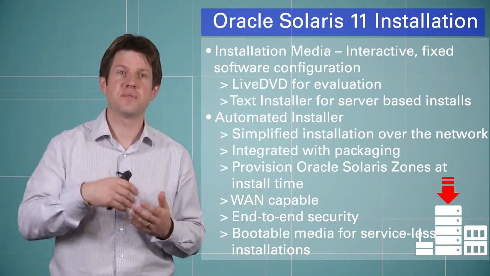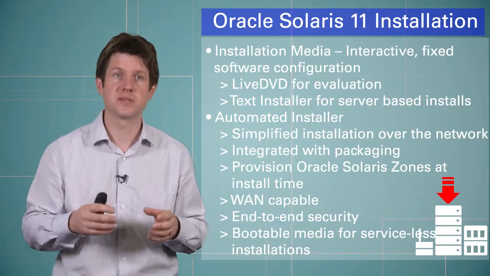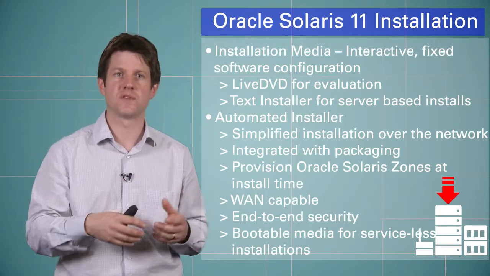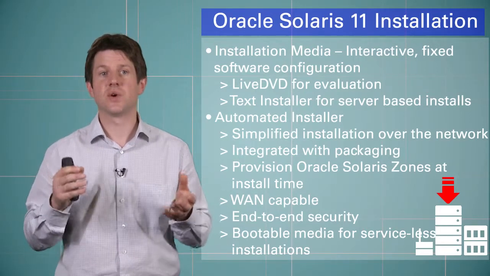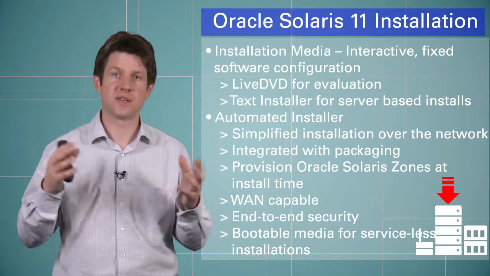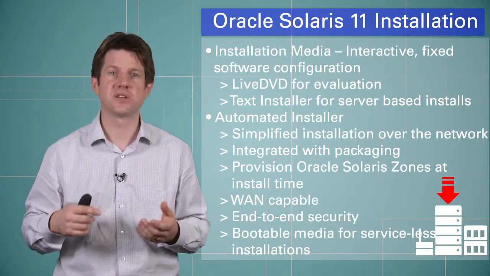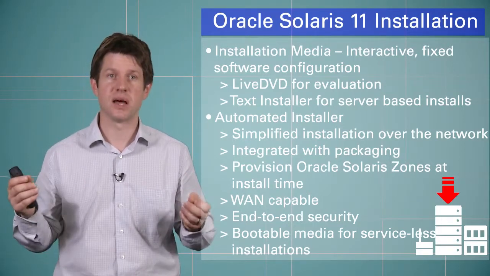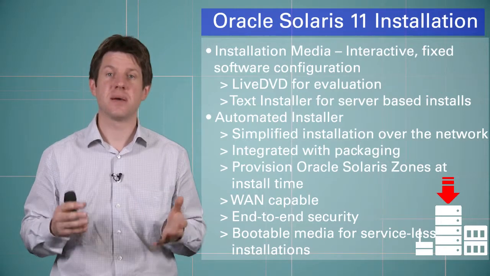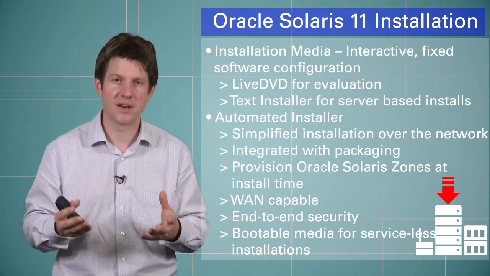So we've created different media, from live DVD and live USB for evaluation purposes to a text installer for a server-based profile install. The automated installer is now a simplified installation over the network, very similar to JumpStart, but takes advantage of some of the unique features like Oracle Solaris zones to be able to provision virtualized environments at install time. It's fully integrated with the image packaging system, the new packaging system that I'll talk about a little bit later.